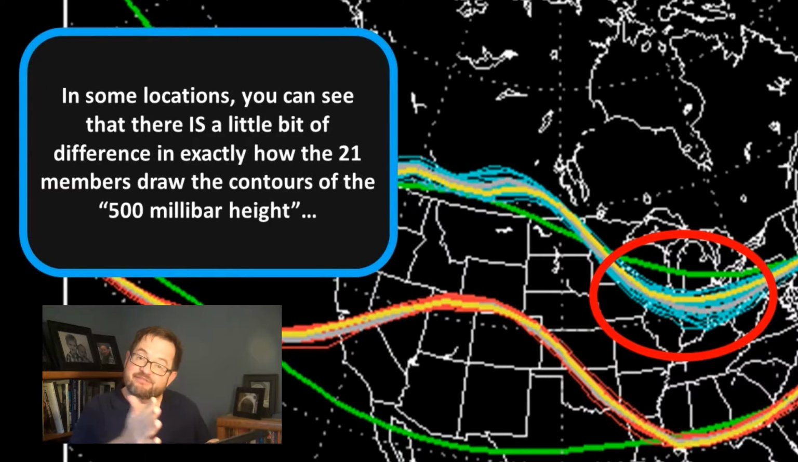Yes, in some places the 500 millibar contour is a little farther south, some places a little bit farther north. There's a little bit of a spread across northern Illinois and Indiana and so on, but by and large they're in pretty good agreement. In most places there is a relatively small difference.